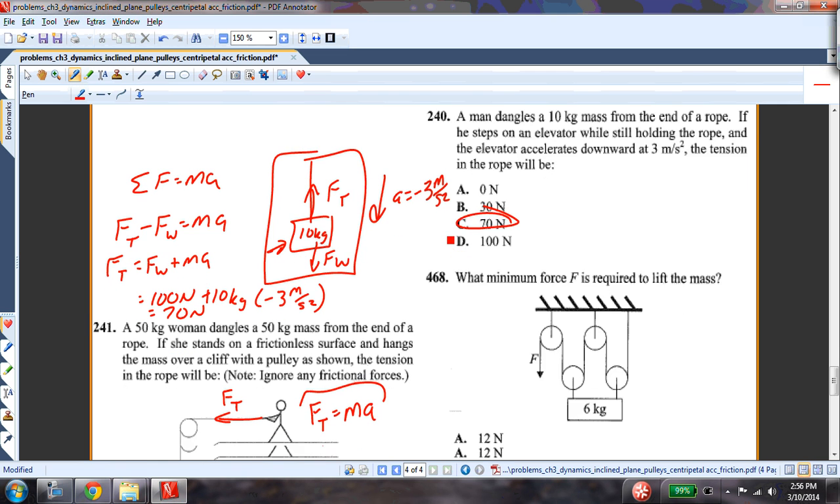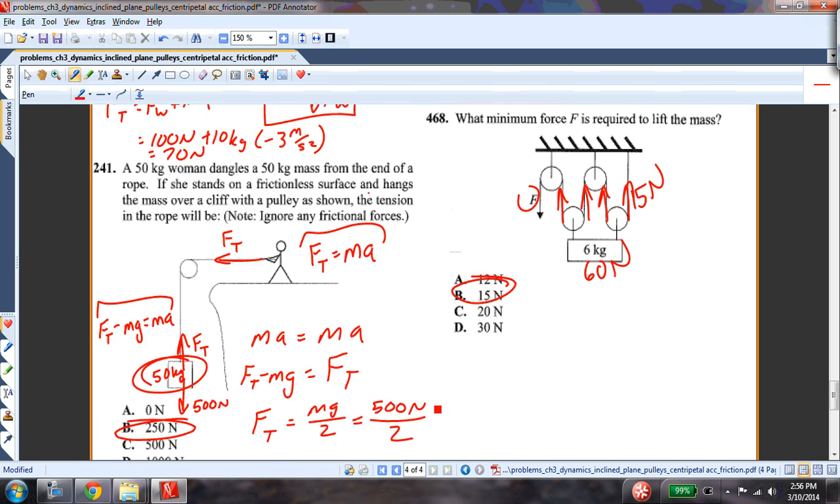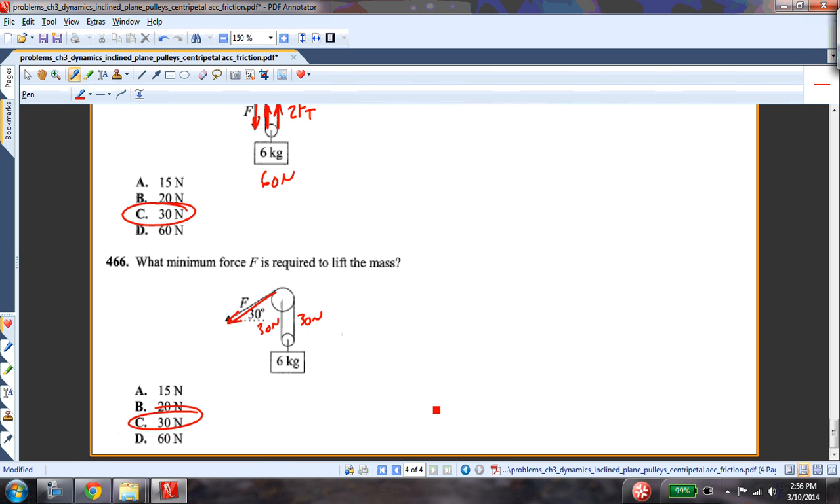What minimum force is required to lift this mass? Okay, well here, notice I have 1, 2, 3, 4 vectors pulling up a 60 Newton block. So each of these vectors has to be 15 newtons, and so this only needs to be 15 newtons, giving me a significant mechanical advantage. All right, well that's it. We'll see some of these other topics that come up in the later questions, but that's a good sampling of Chapter 3.